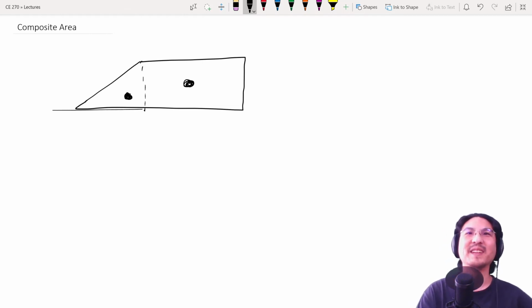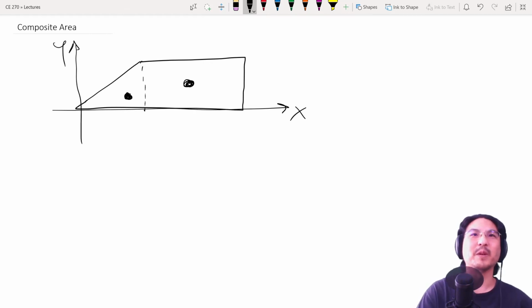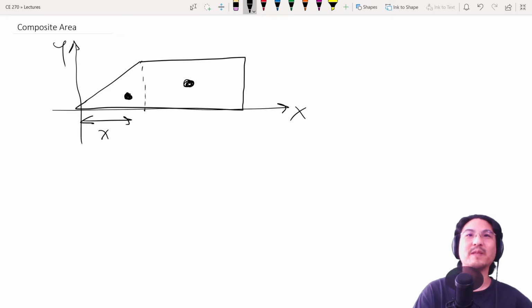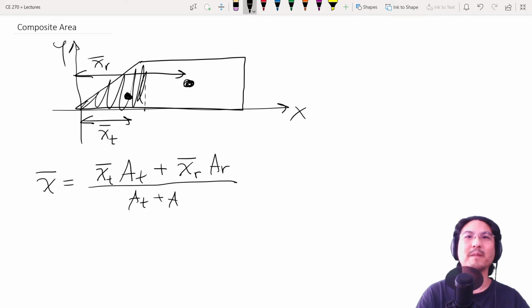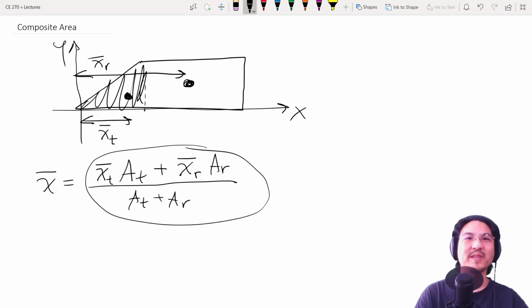So I'll just show by example. Let's say this is x and y, and we know this is the x component of the centroid for the triangle, and then from here to here is for the rectangle. The x component of the centroid of the composite is the area-weighted mean position of the centroids. So the x component of the centroid for the triangle times the area of the triangle, plus the x component for the centroid of the rectangle times the area of the rectangle, divided by the total area. See how it's an area-weighted mean position of the centroids?